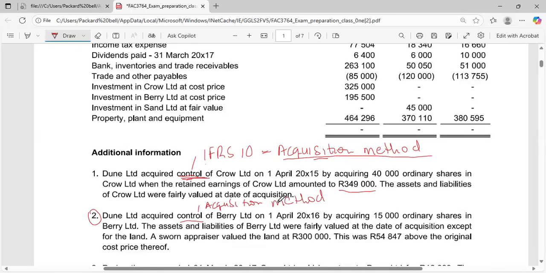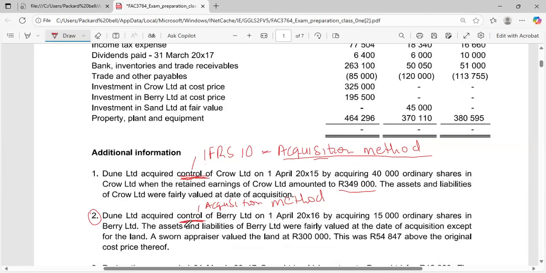So every time when you are reading this consolidation, look at the word control or significant influence. If they talk of significant influence, then you know you are going to apply International Accounting Standard 28, which is going to be the equity method, the one that we did in our previous class. So these are the keywords that we should always pick. If there is control, then it's International Financial Reporting Standard 10. If there is significant influence, then it's going to be International Accounting Standard 28.